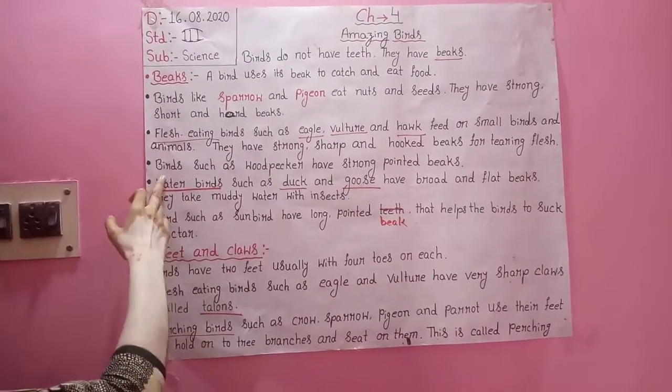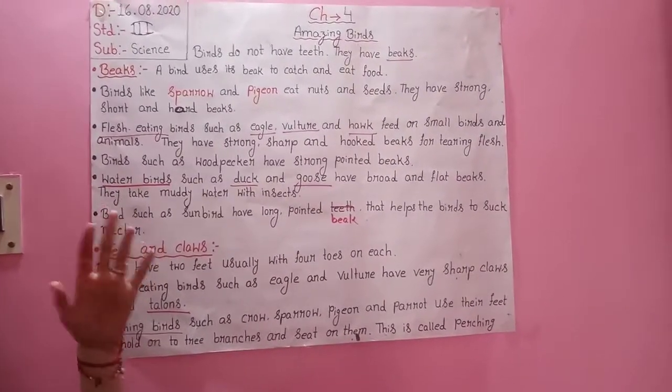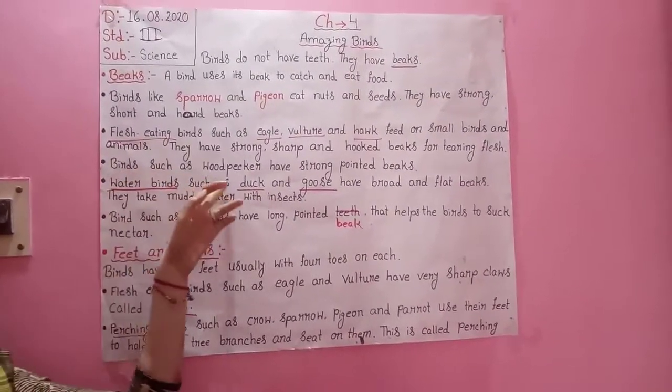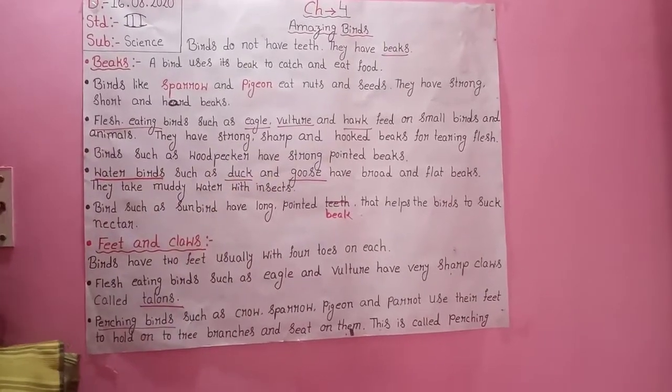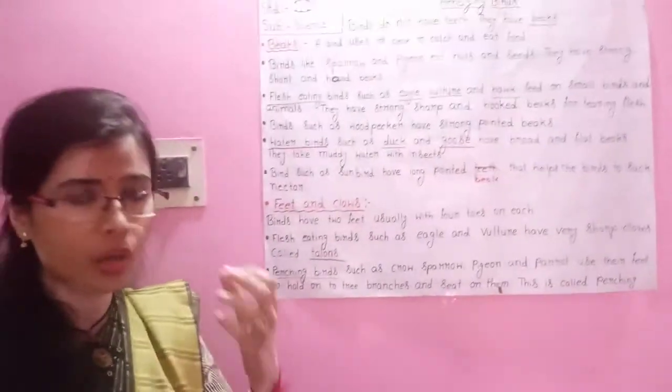Next one is birds such as the woodpecker. We have seen a woodpecker. A woodpecker lives in a tree. So birds such as the woodpecker have strong pointed beaks. They help the birds to make holes inside the tree and also pull out the insects from the hole.